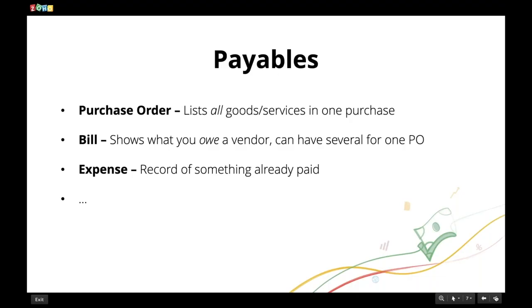And so this is the one part that's kind of important, just because the way we use this word in everyday parlance is a little bit different than how it might be used here. So whenever I talk about billing, that just means you paying bills, your company owing money. If I talk about invoicing, then we're talking about your clients paying you money. Just want to make sure that's clear. So it shows what you owe a vendor. You can have several for one purchase order. And then, another example of a payable is just like an expense, which is pretty similar, except it's like a record of something that you've already paid for.